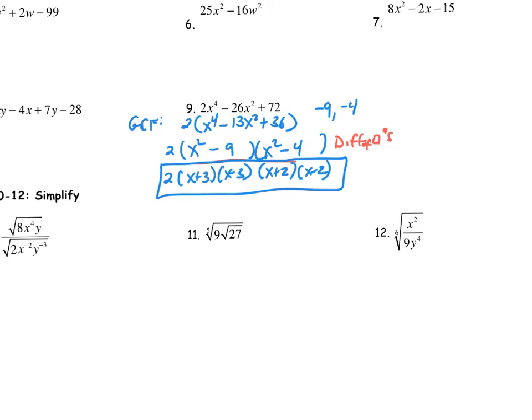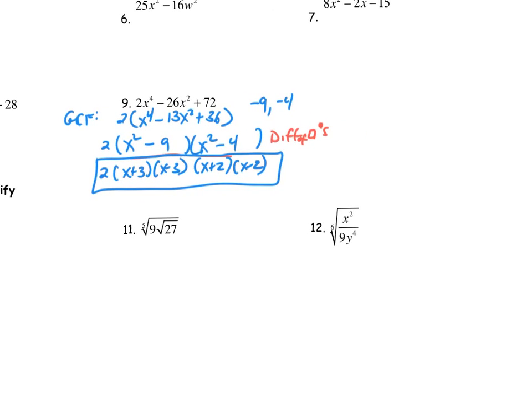We can also do this using a u substitution. So if you don't like factoring that directly, you can recognize that this is an equation of quadratic type. In that case, I'm going to let u equal x squared, and that would be u squared is equal to x to the 4th. So going ahead and factoring this, I'm going to make my u substitution. So this is going to become 2u squared minus 13u plus 36.